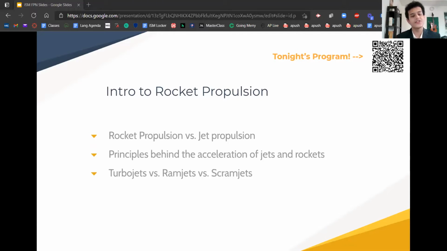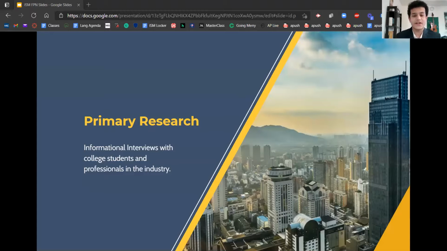After that, I started getting into rocket propulsion. It was a textbook, and it gave me an introduction to not only rocket propulsion, but it taught me the difference between rocket propulsion and jet propulsion, the principles behind the acceleration of jets and rockets, and what the differences between different types of engines are, like turbojets, ramjets, and scramjets. So that was a synopsis of my secondary research.